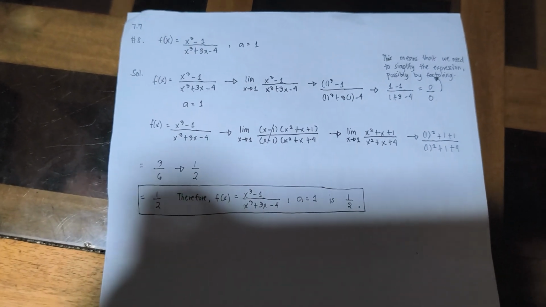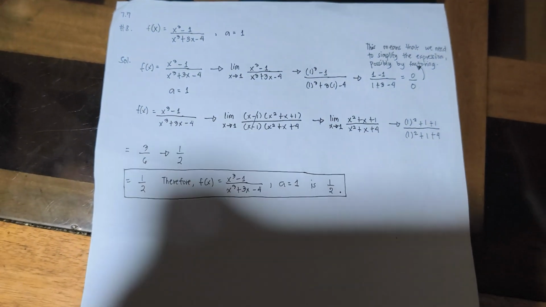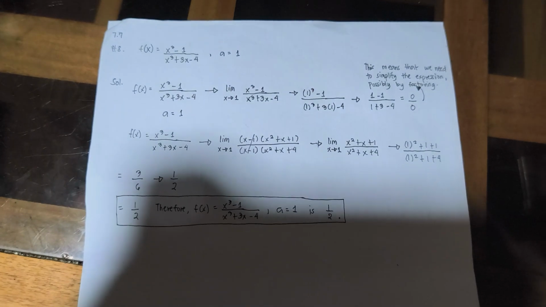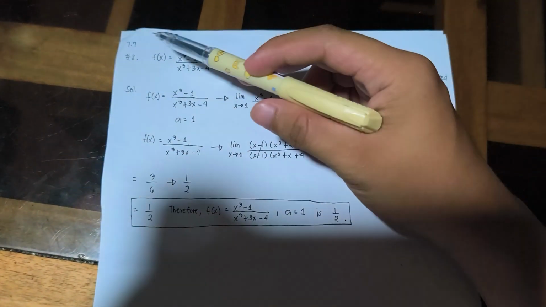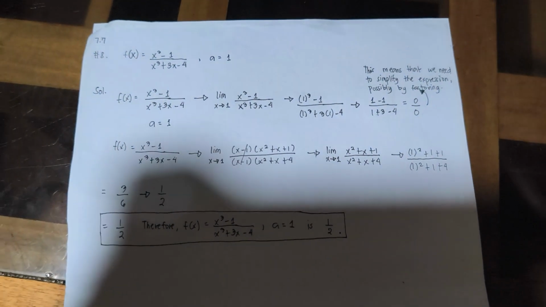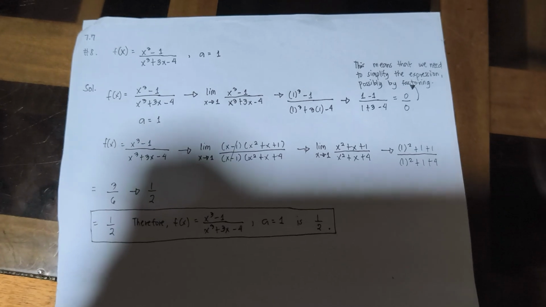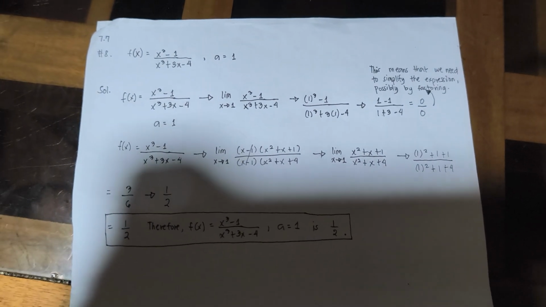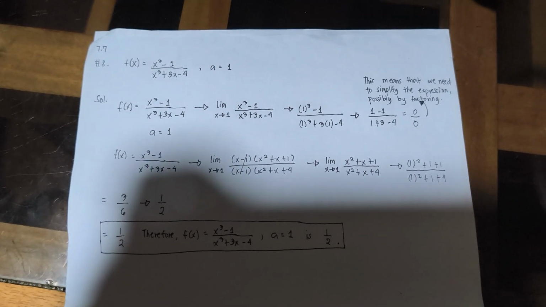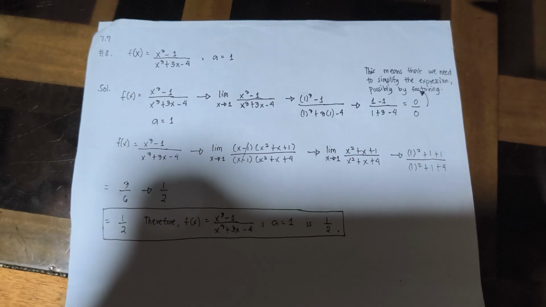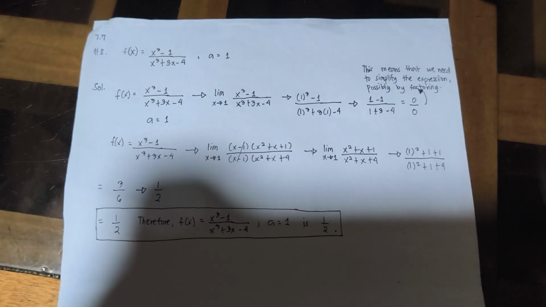Good day everyone. So we are going to explain 4 items from our problem set. For the first item, we have 7.7 number 8. We have f of x is equal to x cubed minus 1 over x cubed plus 3x minus 4, as a is equal to 1. First, we need to express the f of x as a limit.